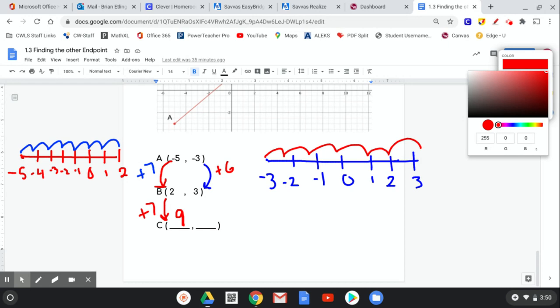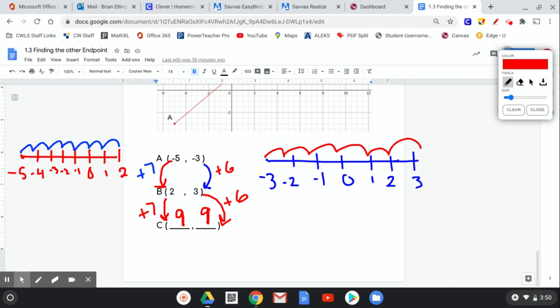And guys, I know both these examples have positive numbers in them, but you can also travel in the negative direction, okay? So if you're traveling to the left on a number line, all right, you're going in the negative direction. So for this, we're adding 6. So we come down here. We're going to add 6 again. 3 plus 6 is 9. So our ending coordinate is (9, 9), okay?